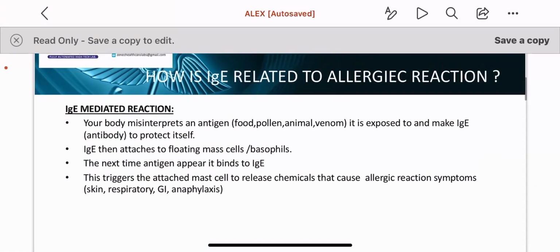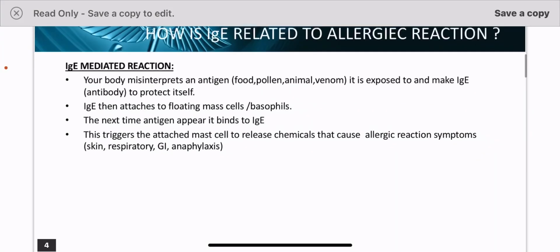So how is IgE related to allergic reactions? Basically, whenever there is an antigen which is an irritant, that is an allergen, like food, pollen, animal, venom, etc., our body misinterprets this antigen when it is exposed, and it reacts and forms an IgE, which is an antibody, to protect itself. Then IgE attaches to the floating mast cells or the basophils. And when next time these antigens reappear, they trigger the mast cells to release chemicals like histamine and cause allergic reaction symptoms like pruritus, which is itching, or redness, or further cutaneous, respiratory, GI, or anaphylactic type of symptoms.